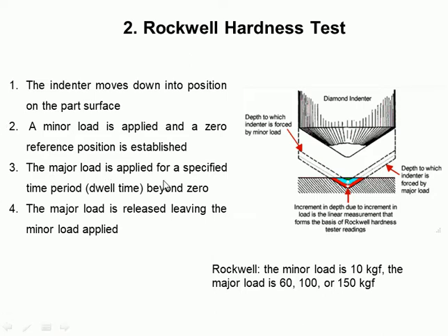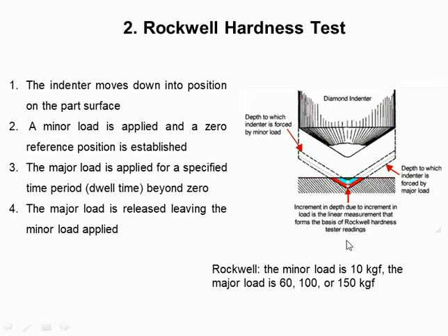The major load is applied for a specified time period, that is also called the dwell time, and then the major load is released, leaving the minor load applied. What is happening after the major and minor load? We can see the depth to which the indenter is forced by the minor load. This is the depth obtained by applying a minor load, and this is the depth obtained by applying a major load. The increment in depth due to the increment in the load is a linear measurement that forms the basis of Rockwell hardness tester readings.